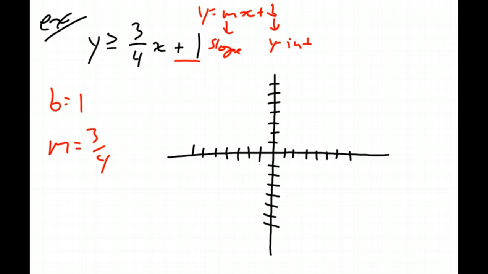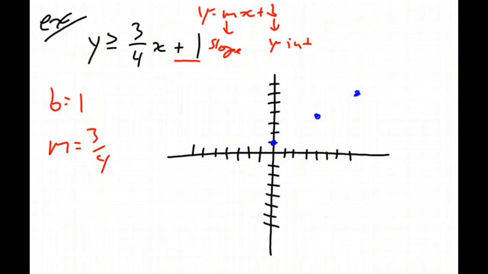So putting my y-intercept on my graph first, here is 1, so I start from there. Slope is rise over run. So I'm going to go up 3, over 4, and I can put a dot there. Okay, you can do it again. You go up 3, over 4, and put a dot there.